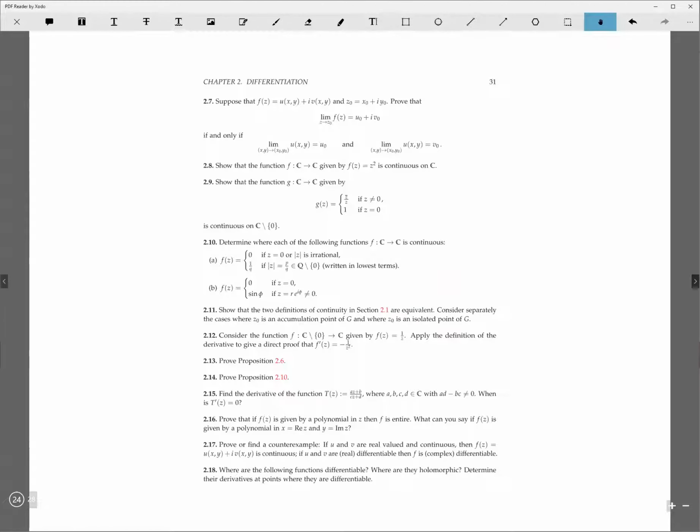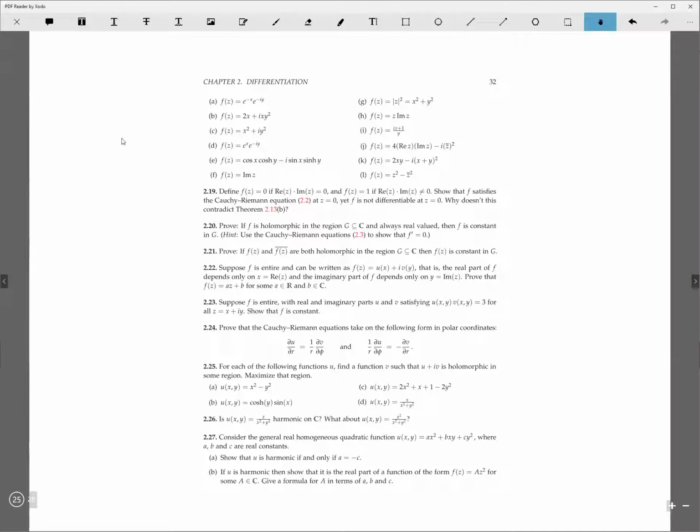Let's see, number 20. Okay, so this one right here. Prove if f is holomorphic in the region G and always real valued, then f is constant in G. And then it gives you a hint to how to get the derivative being 0. Remember that you want to prove that the derivative is 0, and then that proves it's a constant. The conditions are f is holomorphic in the region, and it's always real valued.